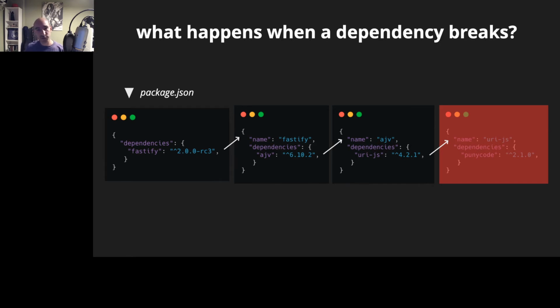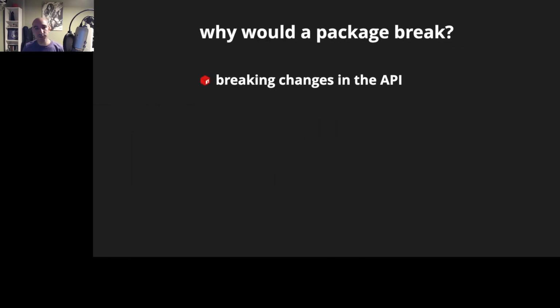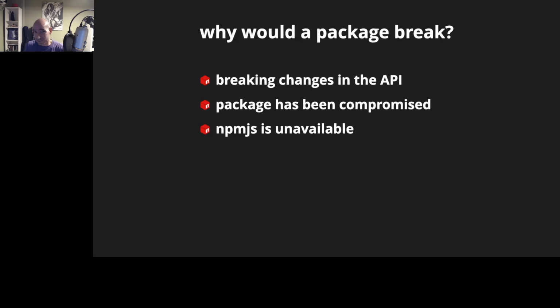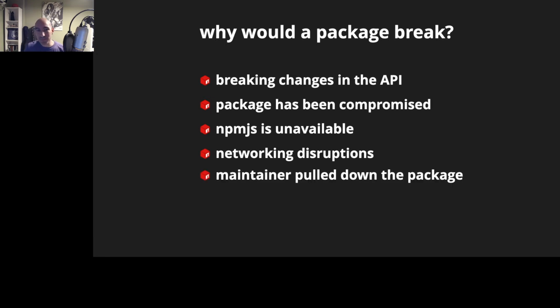So to answer that, let's first ask, why would a package break? What are the reasons for a package to break? All of which account for real, significant disruptions for you to build or deploy your application, because you are now dependent on these open source projects. One of them is, of course, breaking changes in the API. Another one is packages that may have been compromised in a malicious way. Maybe npm is simply unavailable from a network perspective, or maybe you have network disruptions. What about maybe the maintainer pulled down the package from the registry because, I don't know, he or she doesn't want to manage that project anymore.